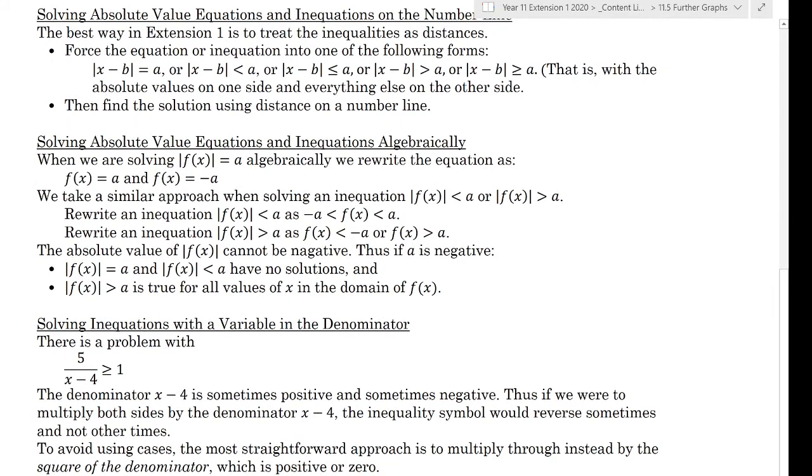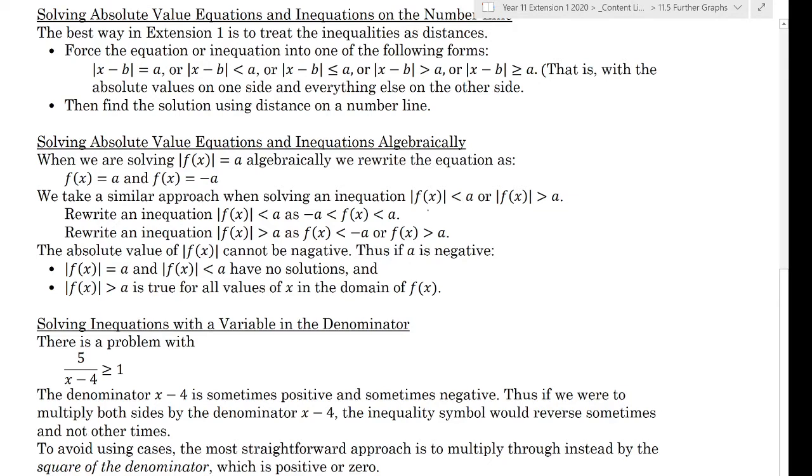Solving absolute value equations and inequations algebraically: when we are solving the absolute value of a function f of x equal to some value, we just write that as the function is equal to the positive and the function is equal to the negative, because no matter what's on the inside of an absolute value, it's always going to give us a positive answer back.